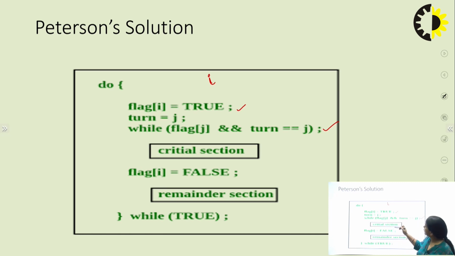Then after J, when this condition becomes false, I will come to the critical section. It will execute after J's critical section, and after that comes the exit section where flag I will be false, because now it has already executed its critical section. It will change its flag value to false, because now it doesn't want to execute its critical section, and then again it will come to the remainder section and execute the remainder section. It's fine. So, this is the Peterson solution.